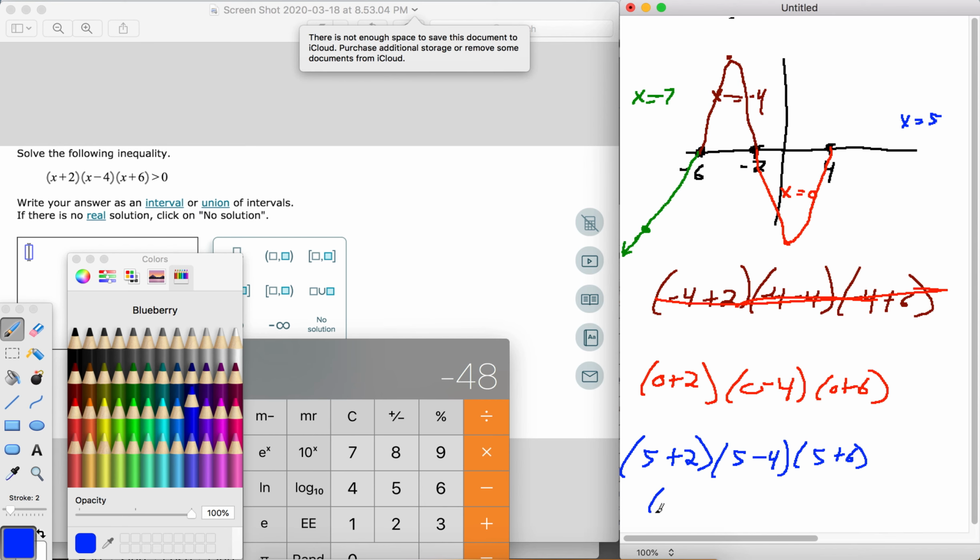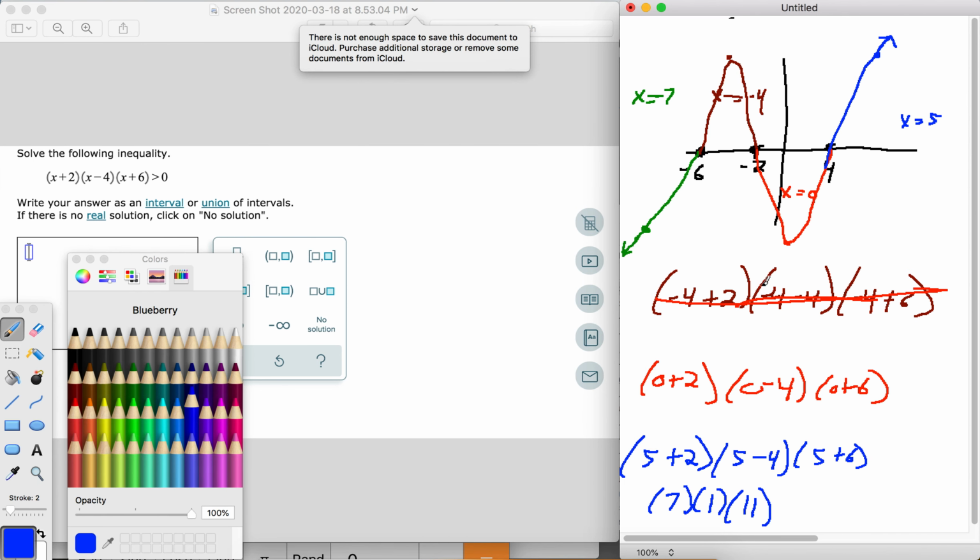Okay, so this gives us 7, 1, 11. That's going to be 77. That's a big positive number, so we know it goes up like this. Can't dip back down because it's a polynomial. It'd have to cross the x-axis again, which it doesn't, okay? Because it's x to the third power. But either way, that's what you want to do for these problems.